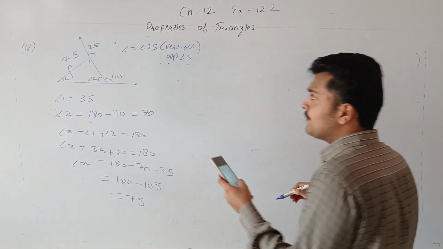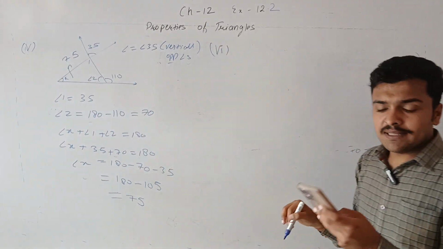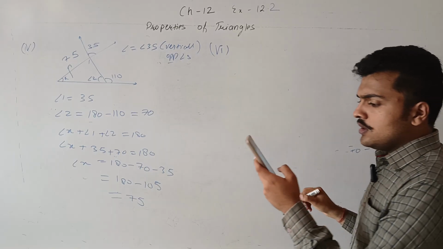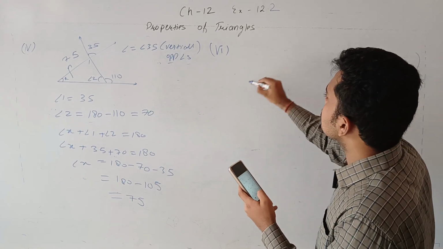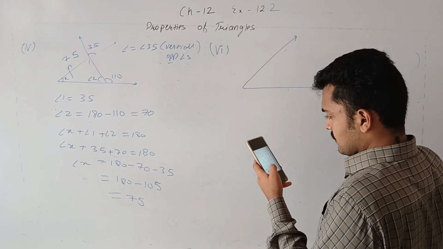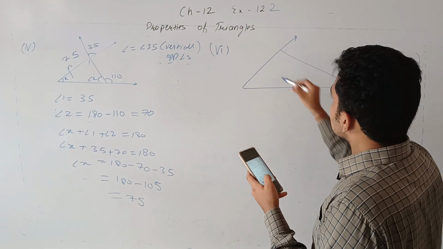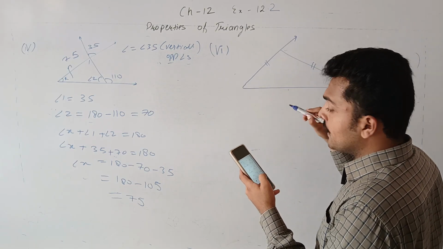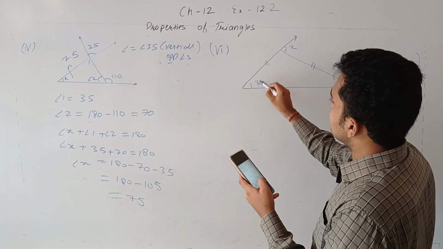Next question is question number 6. Again a triangle is given. This is the triangle. These two sides are given as equal. This is angle x and this is angle 37.